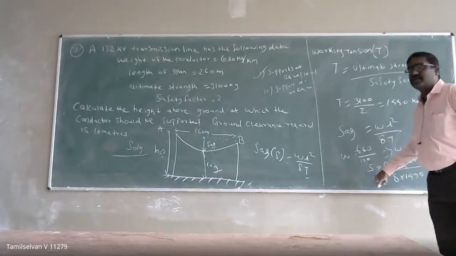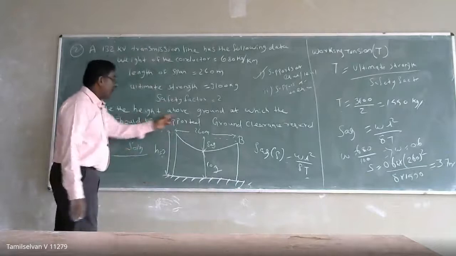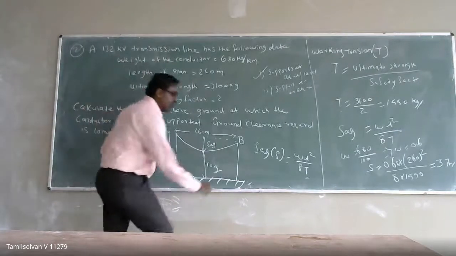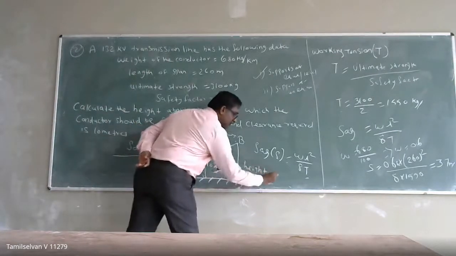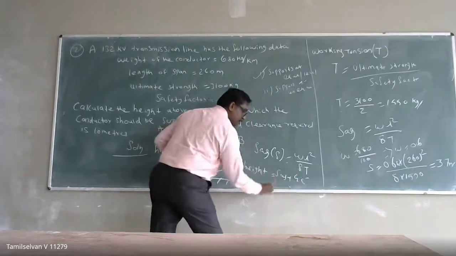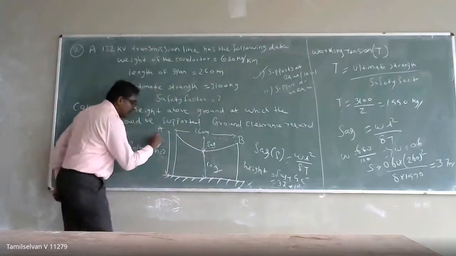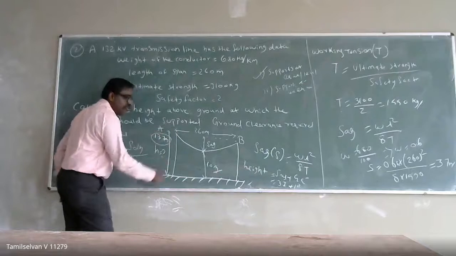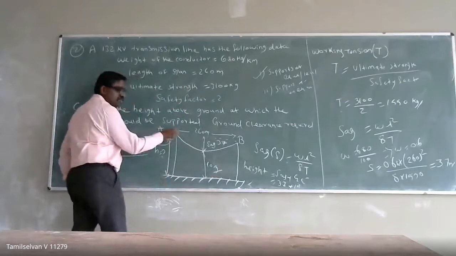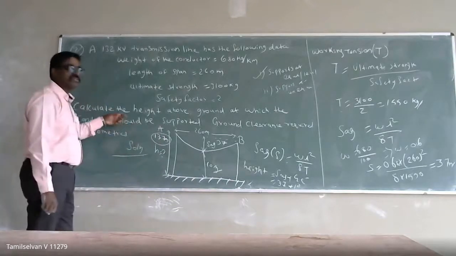But this is the sag height. In the question, they asked to calculate the height at which the conductor should be supported. The height of the conductor support is equal to the sag height plus the ground clearance. Sag is 3.7 and ground clearance is 10, so the height is 13.7 meters. That is the answer for this question.